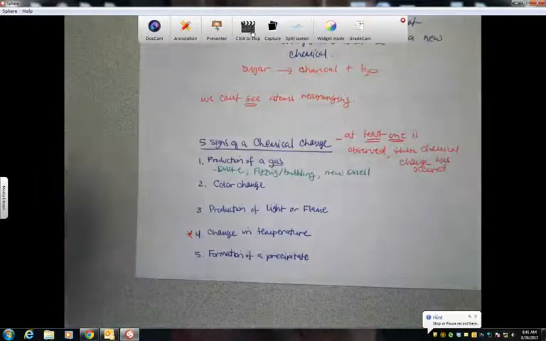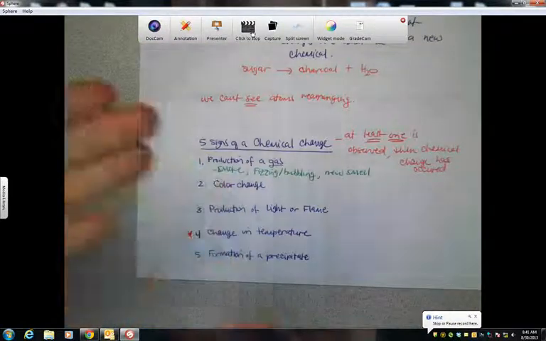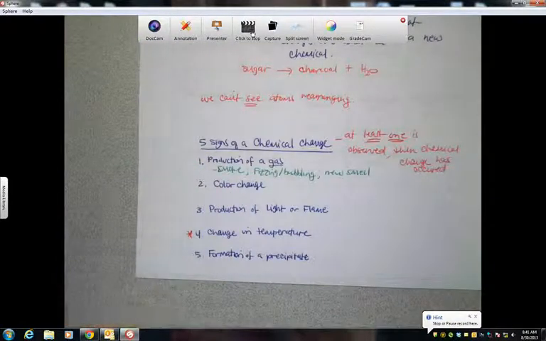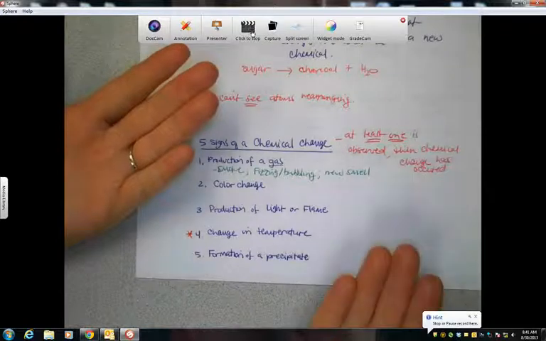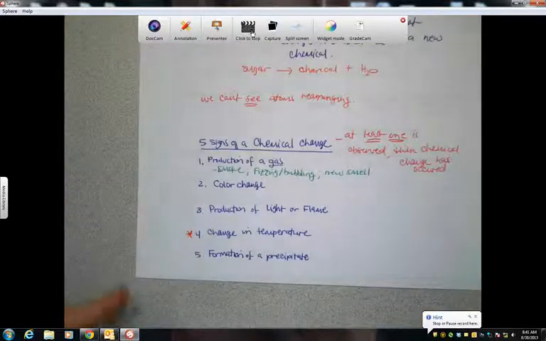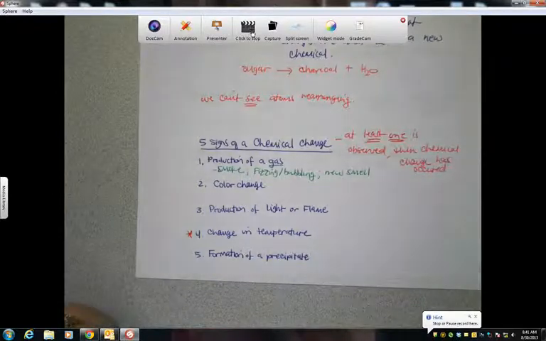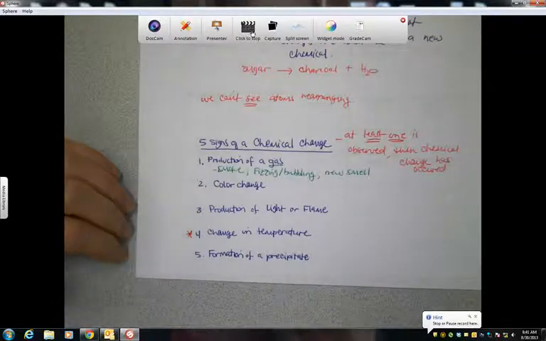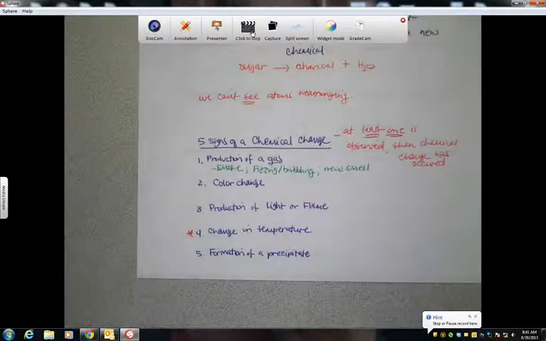A color change is you've got two chemicals and you mix them together and they turn a color you wouldn't expect. Like, if I took, say, sugar, which is white, and sulfuric acid, which is colorless, and I mixed them and it turned black, that is an unexpected color change, because something colorless and something white should not turn black. So that should indicate to you, wow, we've created a new chemical, and that new chemical has a new color, and it's black. All right, production of light or flame, also pretty obvious.